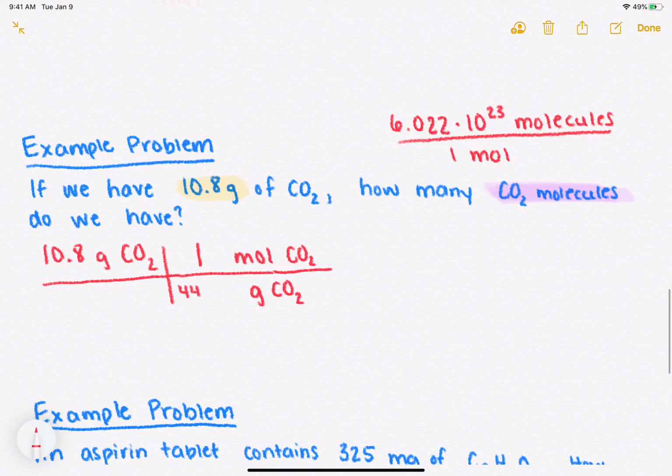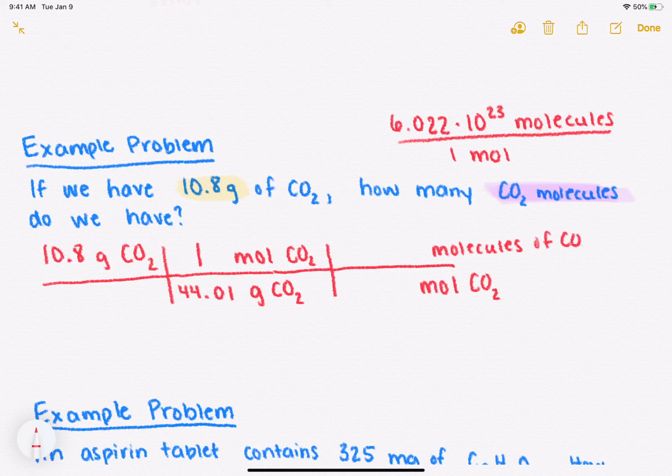So 44.01 grams of CO2 per mole of CO2. And now we want to cancel out moles of CO2. And we want to get to molecules. We know how to get to molecules, so we can put that on the top. And for every 1 mole of CO2, we get 6.022 times 10 to the 23rd molecules of CO2.